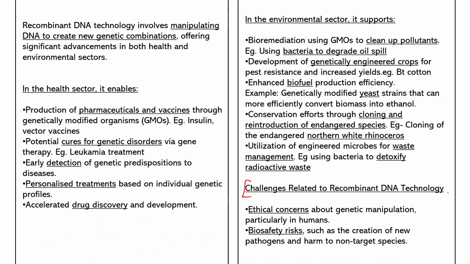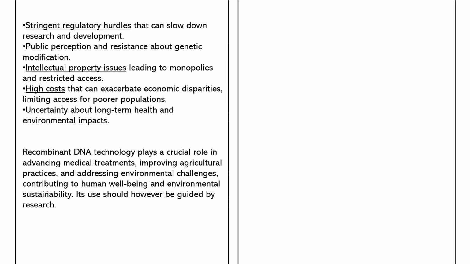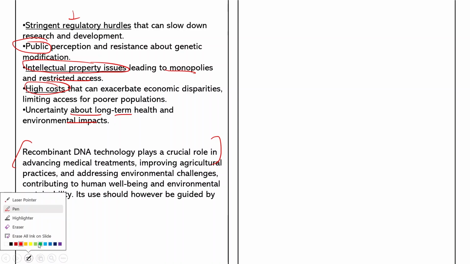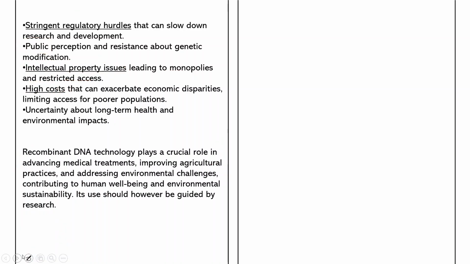Then you can write about challenges related to this technology. There are ethical concerns about genetic manipulation in humans. Then there is biosafety risks, right, by introduction of different genes. There is a stringent regulation. Then public does not perceive it to be safe. Then there are IPR issues which lead to monopolies and restricted access to technologies, right? Then there is high cost involved for these technologies, and there is uncertainty about health and environment impacts, right? Then you can write this conclusion, general conclusion. All right. So in this way, you can proceed with such type of questions. All right. Let's move to health.